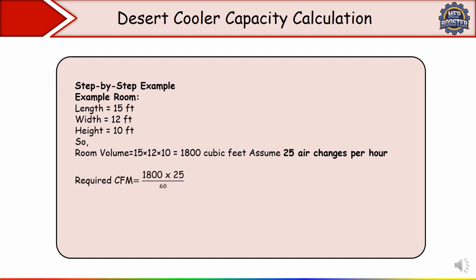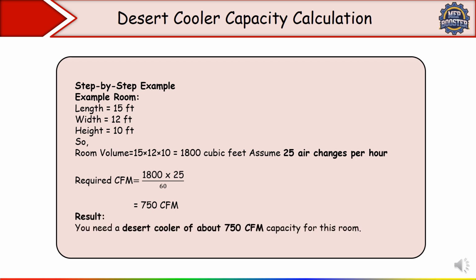Now just substitute this value in the formula. All of you know the formula. Required airflow in CFM is equal to room volume, in cubic feet, into air changes per hour divided by 60. So from here we have got 750 CFM. So you need a desert cooler of about 750 CFM capacity for this room. Simple. Okay.